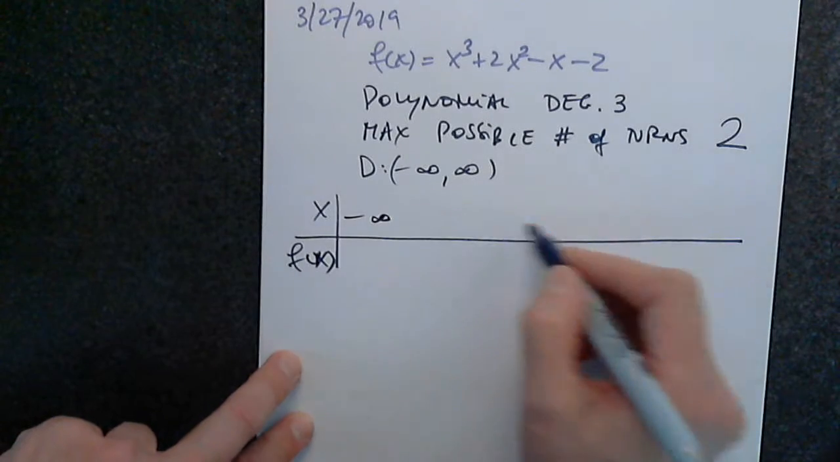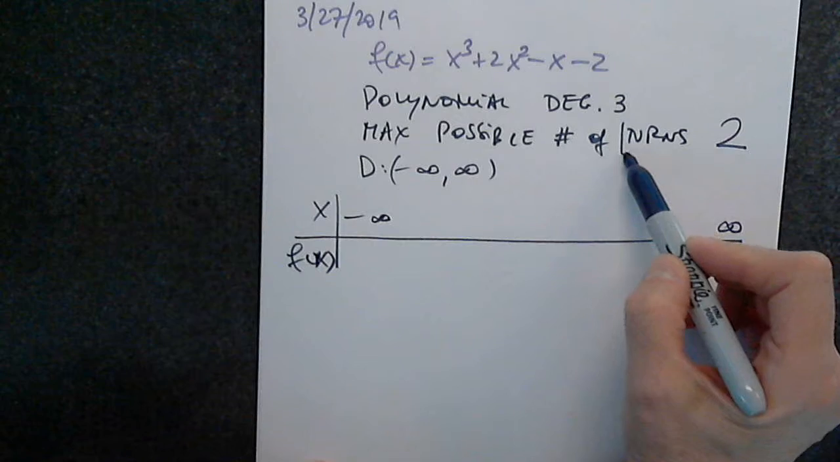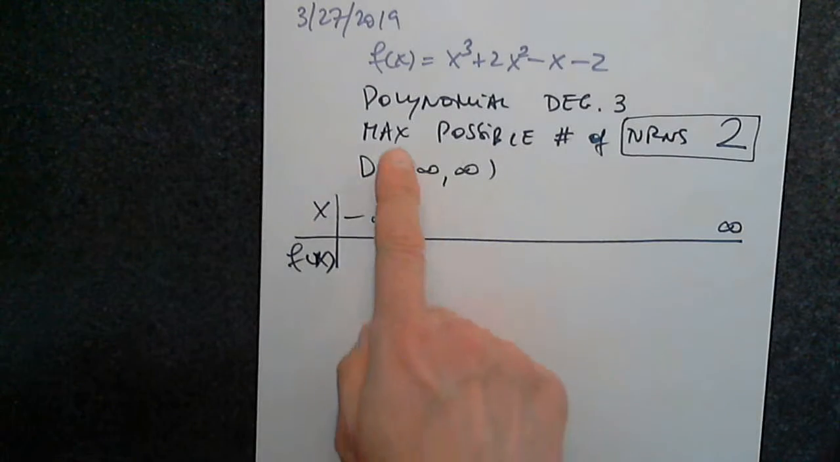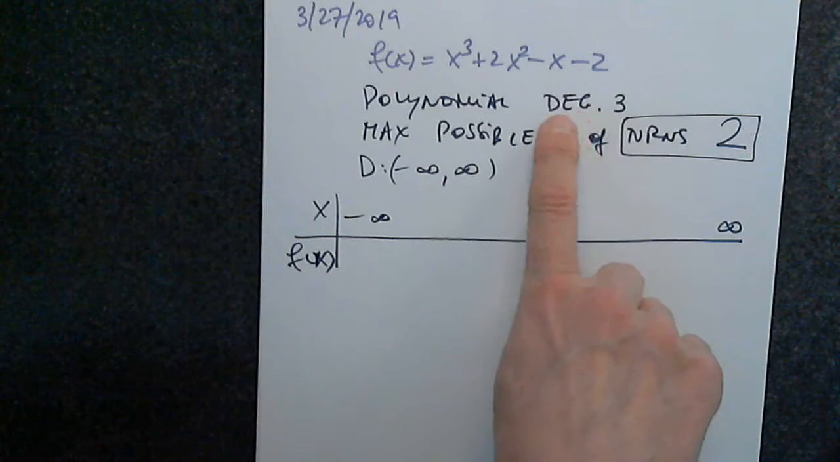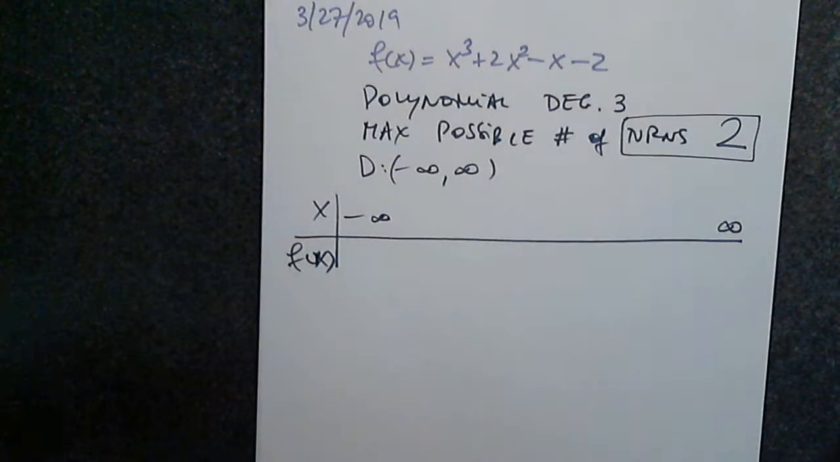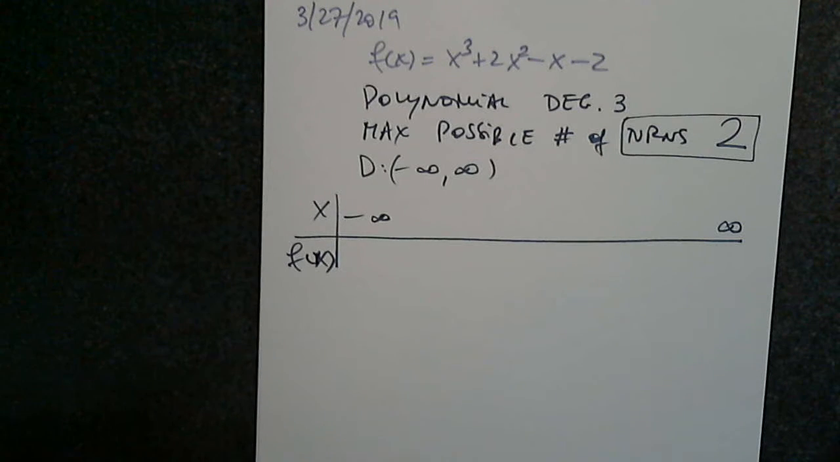I put a domain. I make myself a mental note. It cannot have more than 2 turns. It doesn't have to turn at all, but it cannot have more than 2. So the maximum possible number of turns is always the degree minus 1. Since the degree is 3, 3 minus 1 is 2. So it cannot turn more than twice. It doesn't have to turn twice, but it cannot turn more.